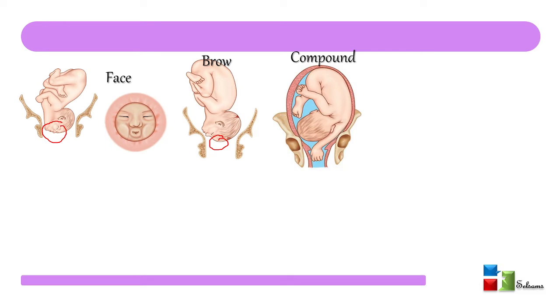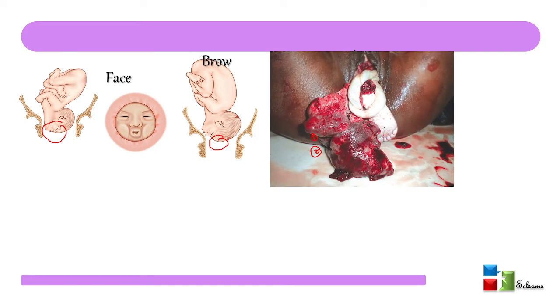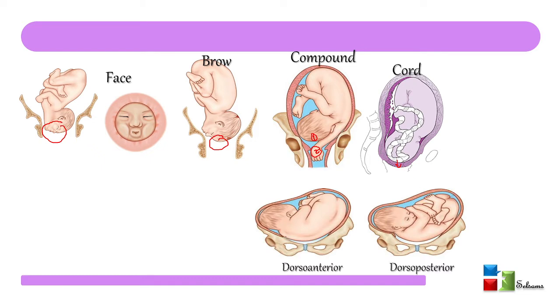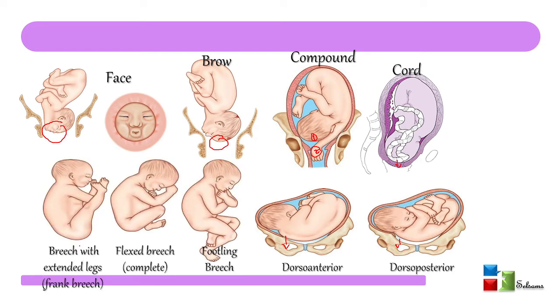Compound presentation means it is more than one presentation. For example, cephalic presentation is number one presentation. Number two is the hand prolapse. So look at this. Okay, cord presentation. Cord is coming first at the lower pole of the uterus, and shoulder is over here. This is an anterior part, and if it is going to stay behind, it is a posterior part. Breech with the extended legs, and this is called a frank breech. And flexed breech, you call it the complete breech, and footling breech it is.